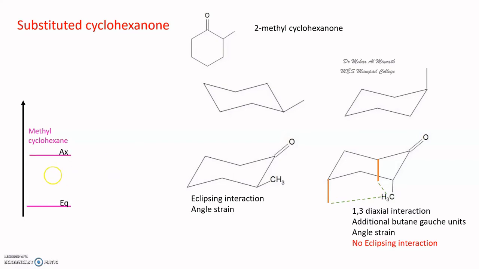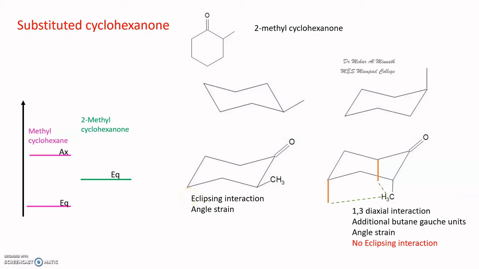But the axial form will be at a higher energy state because of the additional butane gauche units introduced, and also because of the 1,3-diaxial interaction. Now, when you write the energy level of 2-methyl cyclohexanone, the equatorial form will have energy higher than that of the equatorial form of methyl cyclohexane because of the eclipsing interaction and the angle strain. Remember, the eclipsing interaction is a predominant factor.